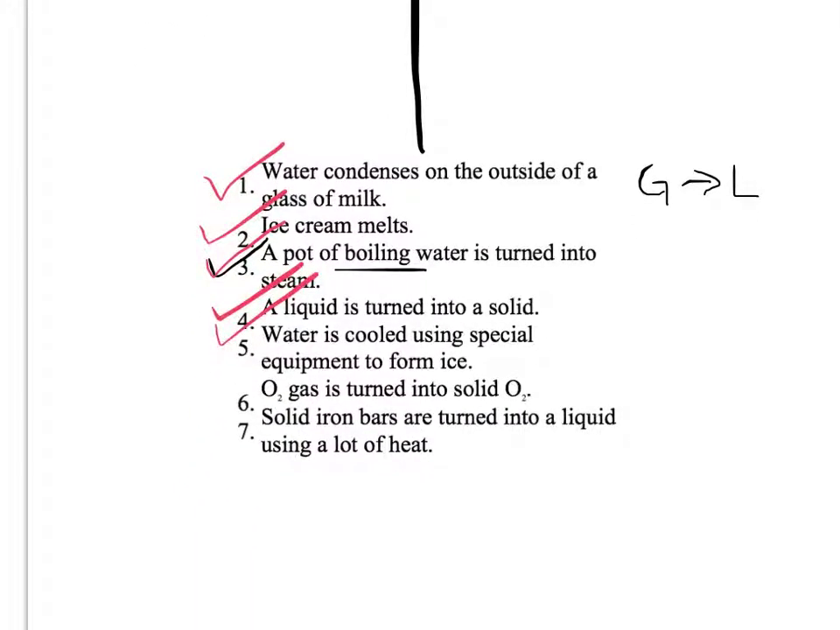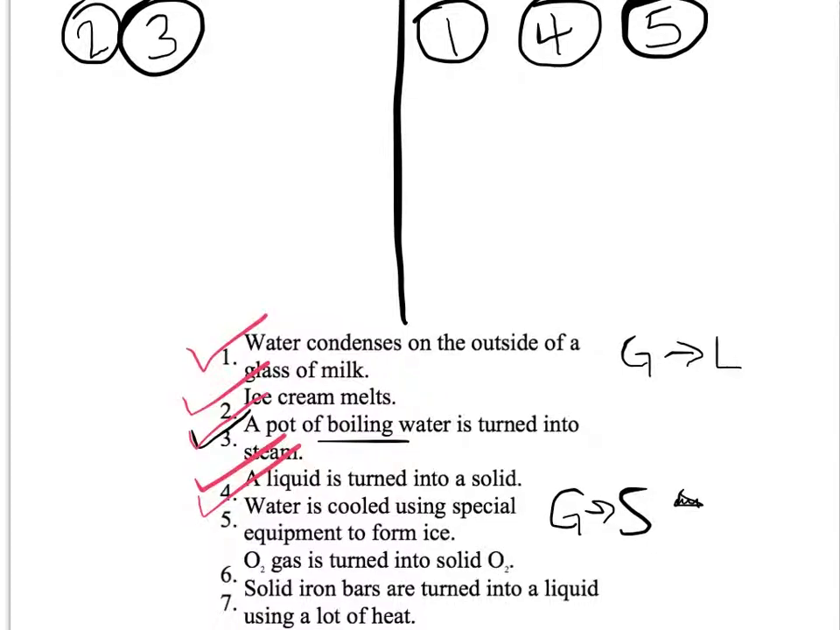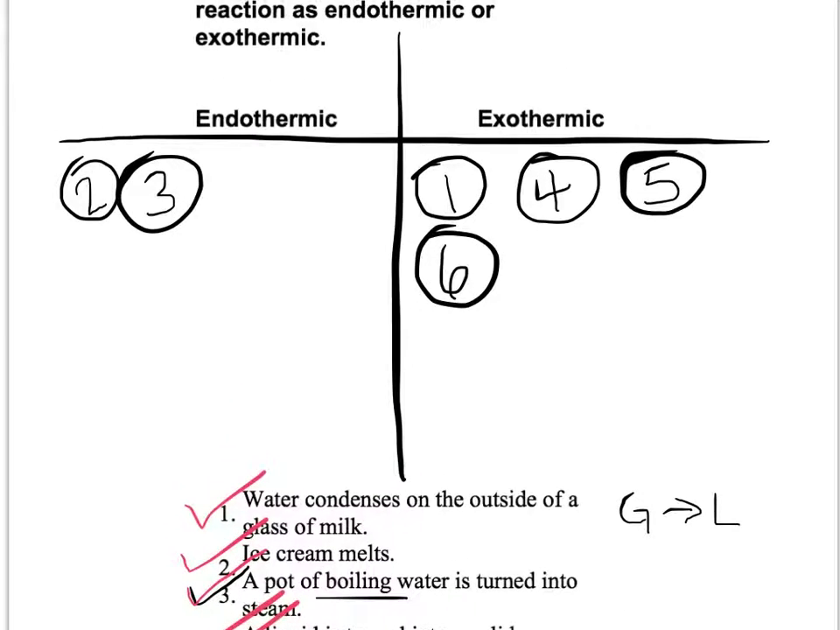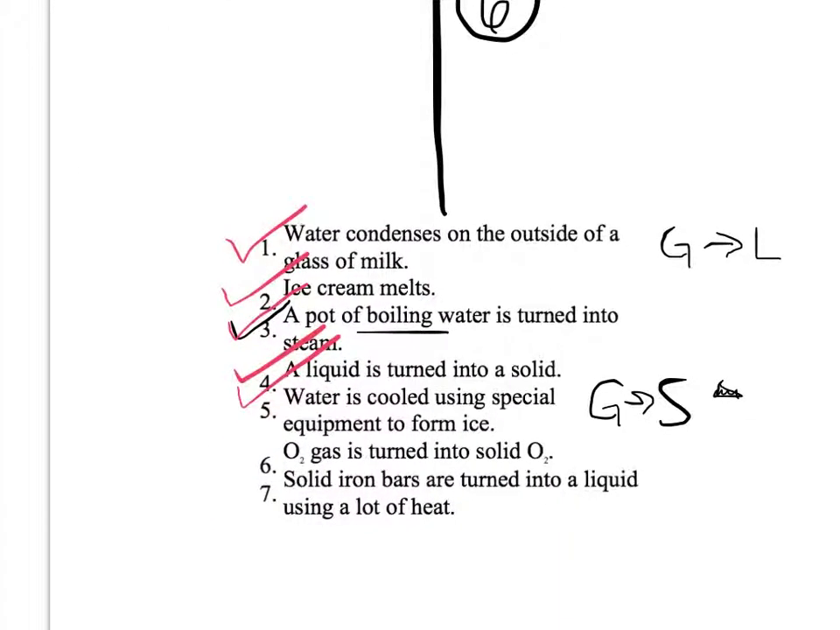Number 6. Oxygen gas is turned into solid. Anytime you're turning a gas into a solid, that's going from a high energy state gas through liquid all the way to a solid. So you have to be removing heat from the system. And if you're removing heat, that is exothermic. So I'm going to put it in my exothermic category.